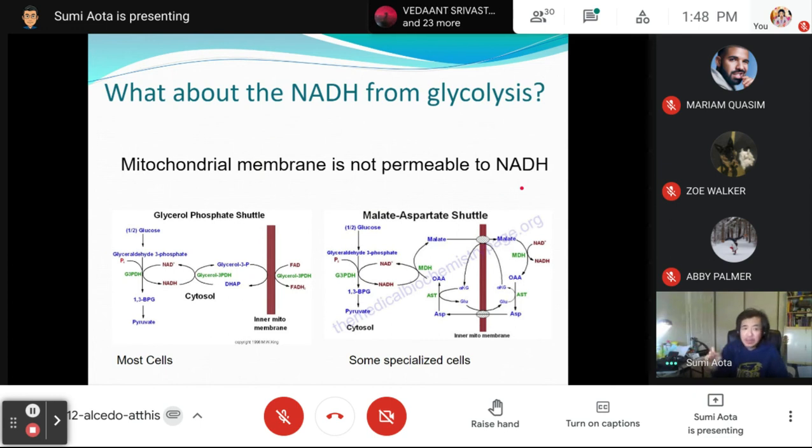Like pyruvate, the mitochondrial membrane is not permeable to NADH. So here's the cytoplasm out here. The wall of the mitochondria is this brown line here. Here's NADH from glycolysis. Look what happens to it. It actually passes, in most cells, inside the mitochondrion to an FADH.